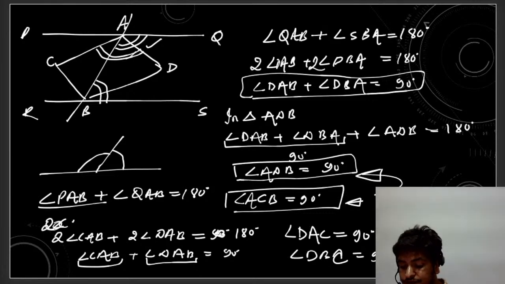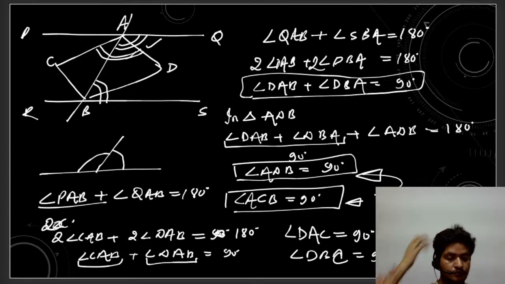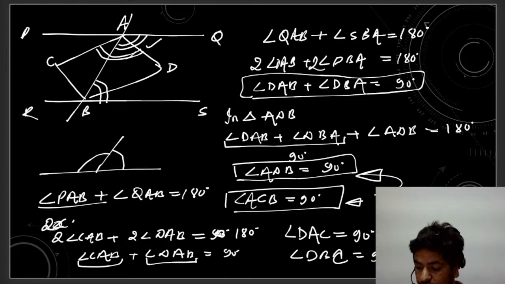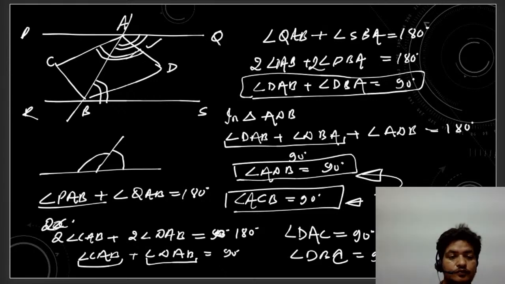अब आते हैं एक क्वेश्चन ये दिया हुआ है. In the following figure, ABCD and PQRS are two parallelograms such that angle D is equal to 120 degrees and angle Q is equal to 70 degrees.